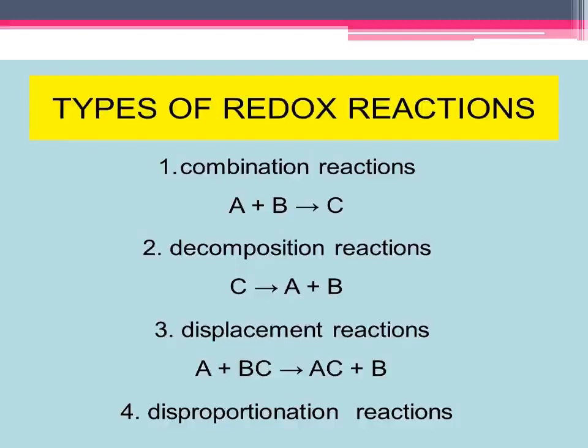And further, displacement reaction, A plus BC. On the reactant side A plus BC is there, but on the product side AC plus B, the place is displaced. And further, disproportionation reaction is there, and competitive electron transfer reaction is also there.